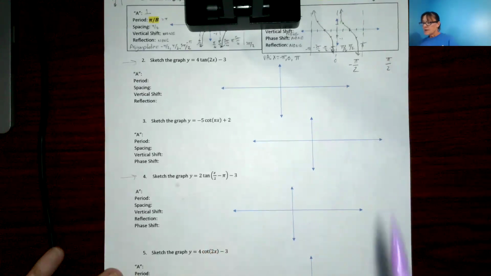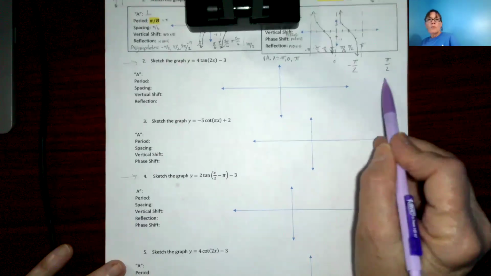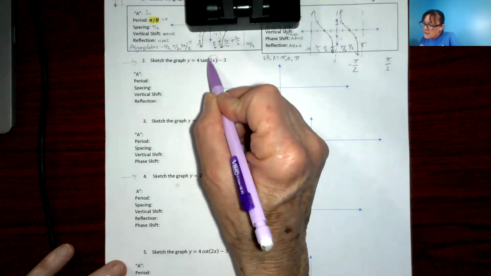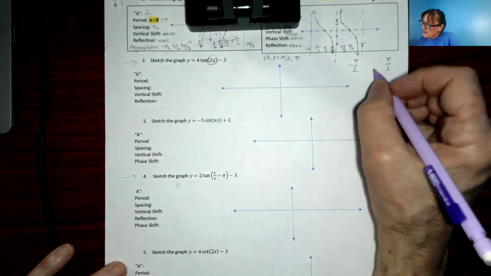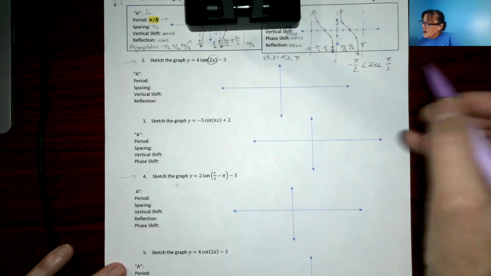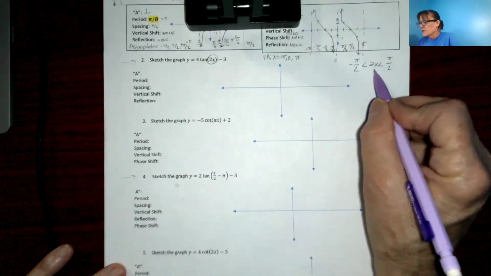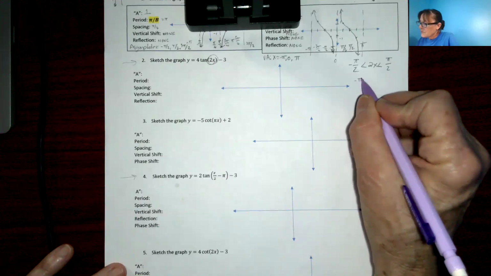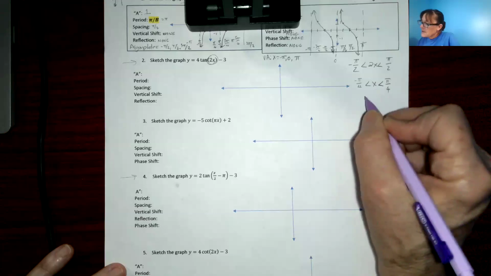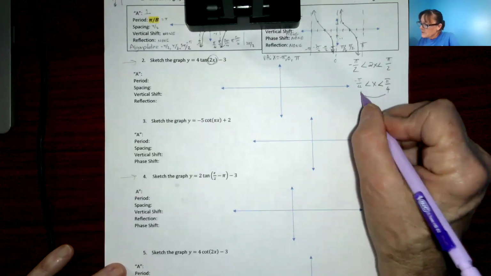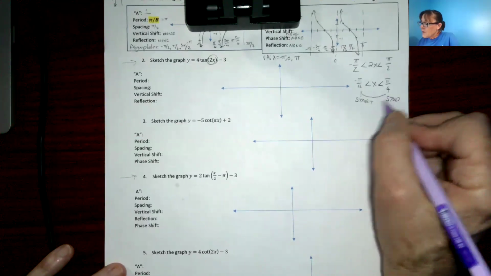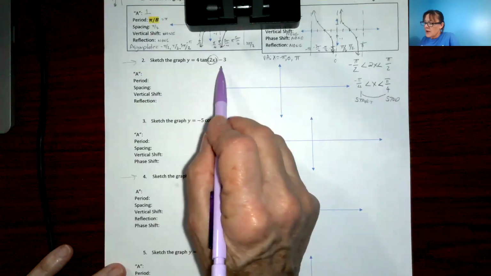Because it starts at negative pi over 2 and the period is pi, it takes that long. Then you take whatever is next to your x, the 2x right there, you put it here. And then you solve for x. We're going to divide everybody by 2, which gives negative pi over 4 to pi over 4. What does this tell me? This tells me if I start here and stop here, I'll have one clean cycle of this tangent graph.